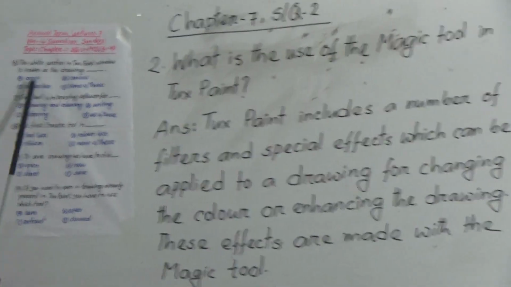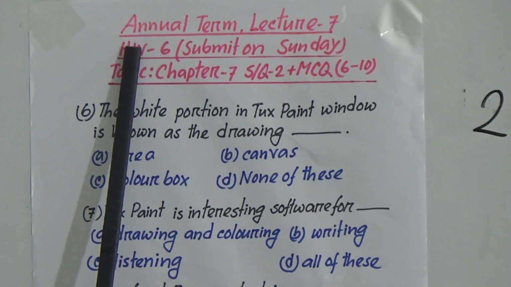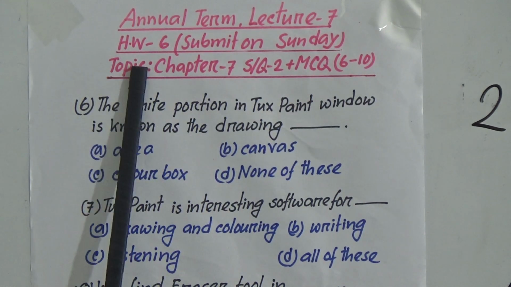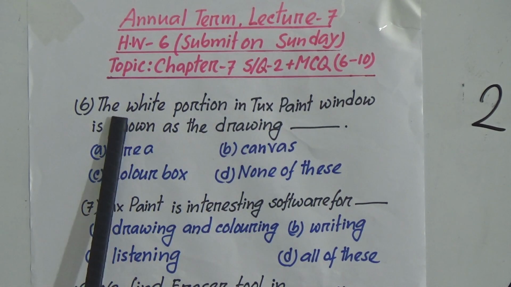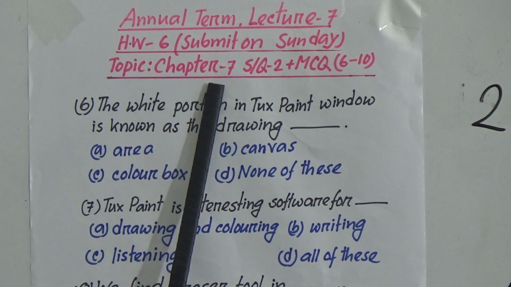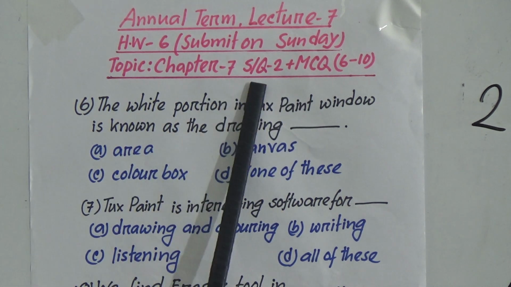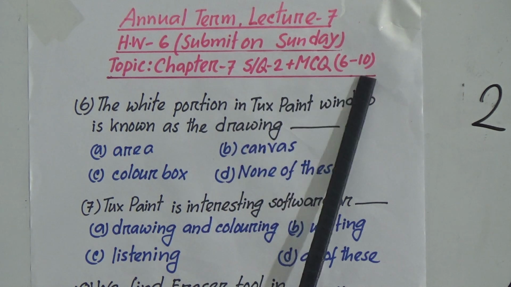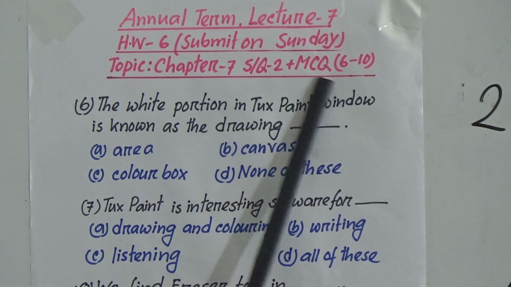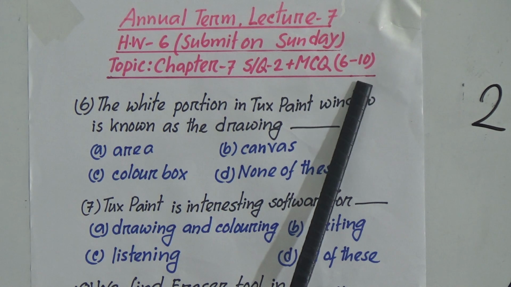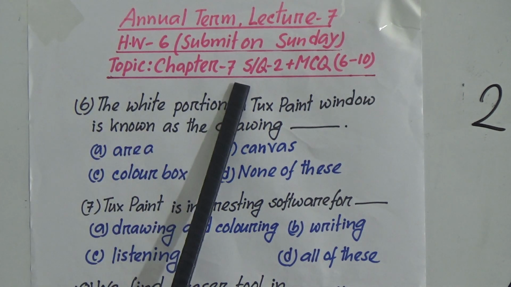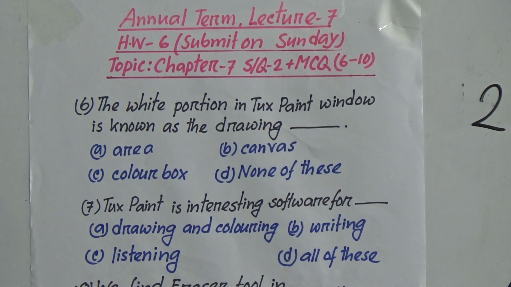Let's come to the annual term, Lecture 7, SW6, submit on Sunday. Your SW6 will be Chapter 7, SQ2. We have learned SQ2 and now we will learn MCQ 6 to 10. So your SW will be SQ2 and MCQ 6 to 10. Let's see MCQ 6 to 10.